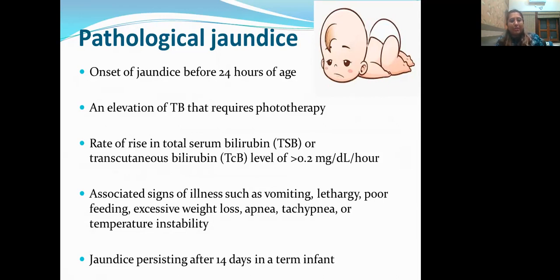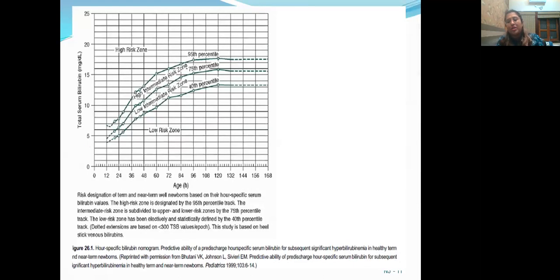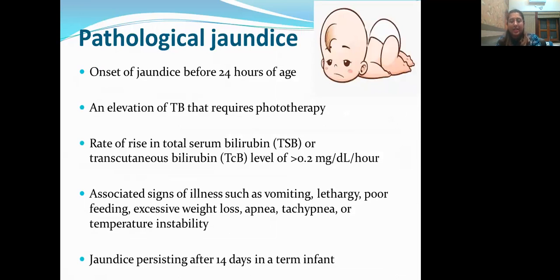So an elevation of total bilirubin that requires phototherapy, and this elevation which will require phototherapy is decided as per our Bhutani nomograms, which I will be showing in the next slide. It is basically a rate of rise in total serum bilirubin or transcutaneous bilirubin level of more than 0.2 mg per deciliter per hour. It could be associated with signs of illness like vomiting, lethargy, poor feeding, excessive weight loss, apnea, tachypnea, or temperature instability. More importantly, what we need to see is poor feeding and lethargy. And pathological jaundice usually persists after 14 days in case of a term infant.